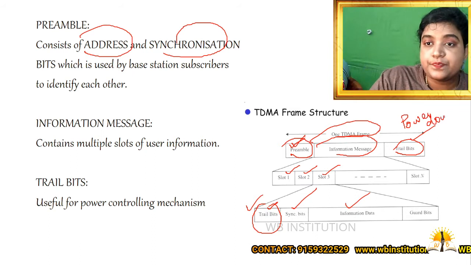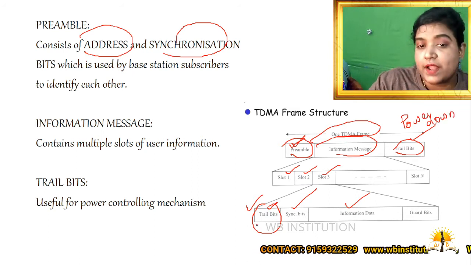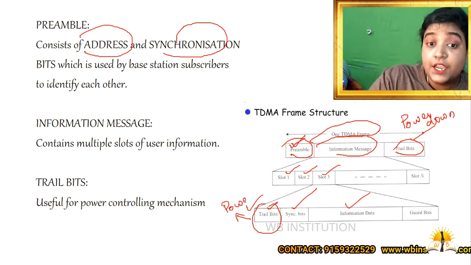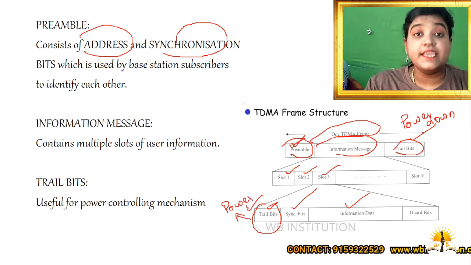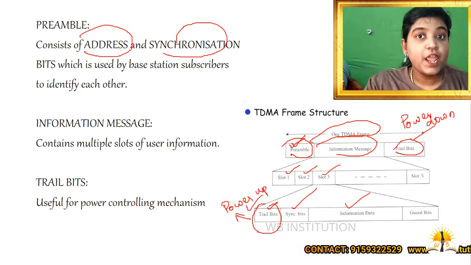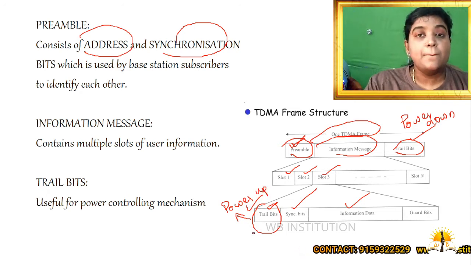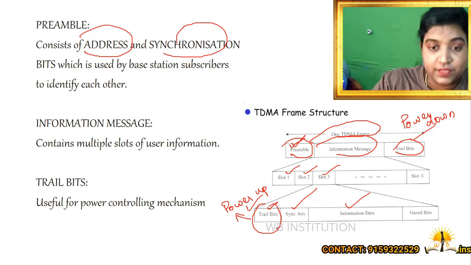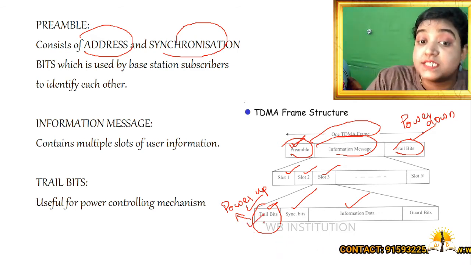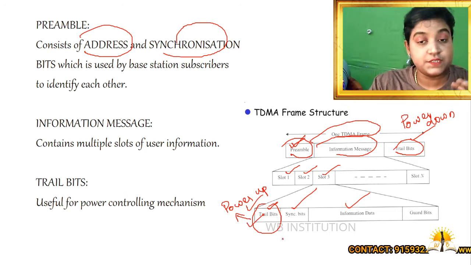And the trial bits at the first are used to power up the mechanism, in order to start the bit transmission and boost up the bit transmission. For that purpose only, the trial bits are present at the first of the frame, the first bit of your frame.